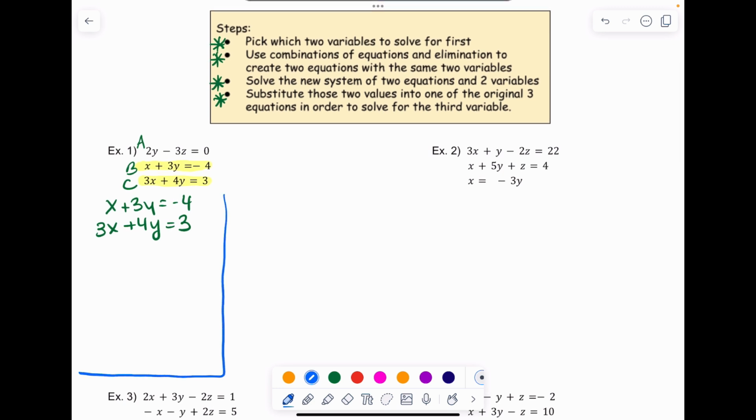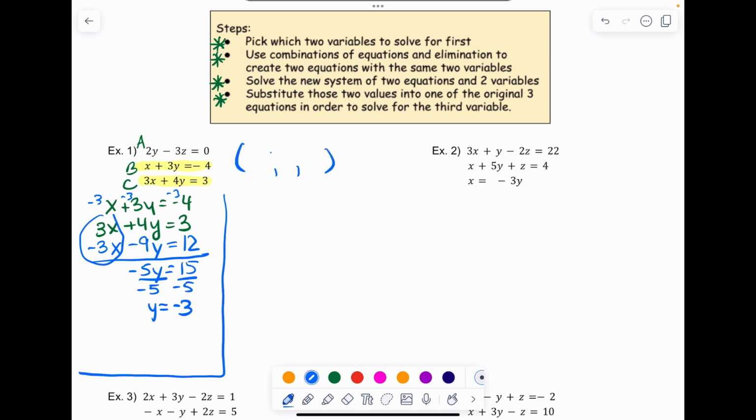So if I wanted to use elimination, I would multiply this one by -3, and that would get me -3x minus 9y equals 12. And when I add those together, I'll eliminate x, and I'll get -5y equals 15. Divide by -5, and I get y equals -3. Well, that's great. I do have the y now.